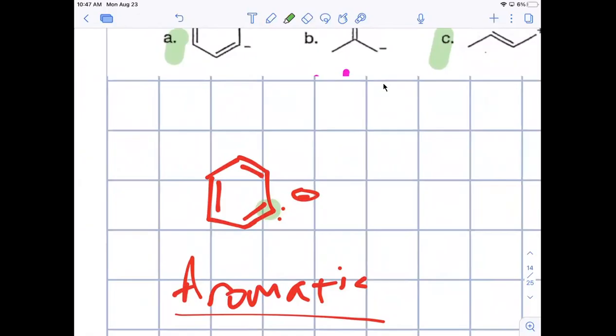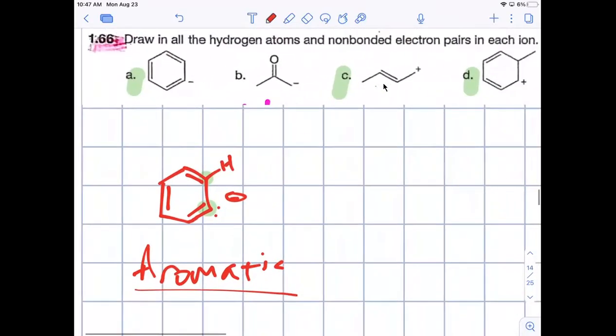All right, let's go to the next carbon. How many hydrogens on that carbon? One, good. How many hydrogens on all the rest of the carbons in the ring? One. And what hybridization state is each carbon? sp2, very good. Including the one with the lone pair, all of them are sp2 hybridized.